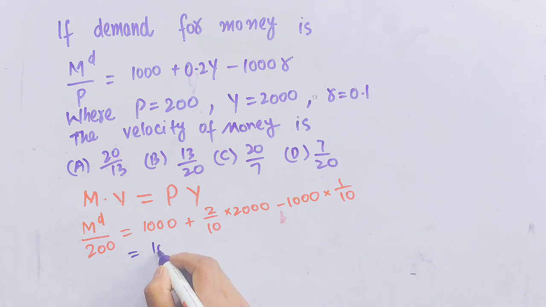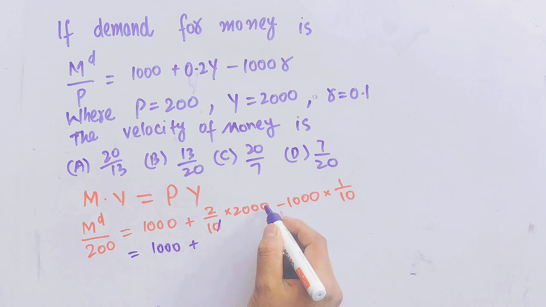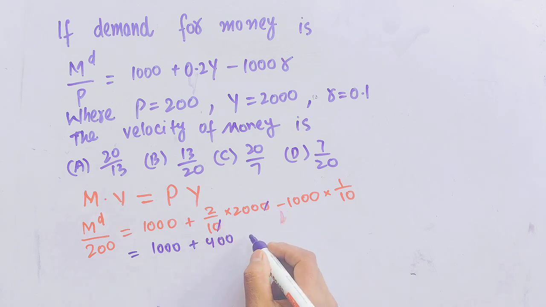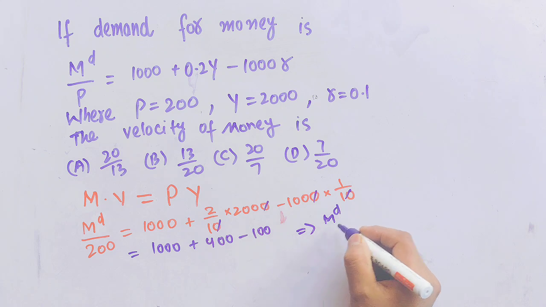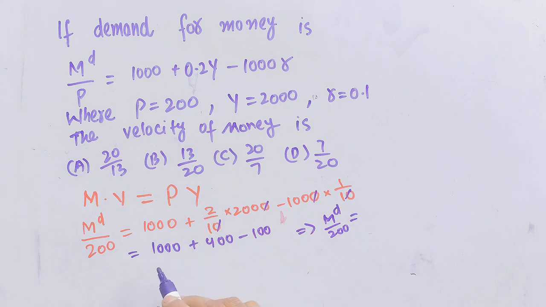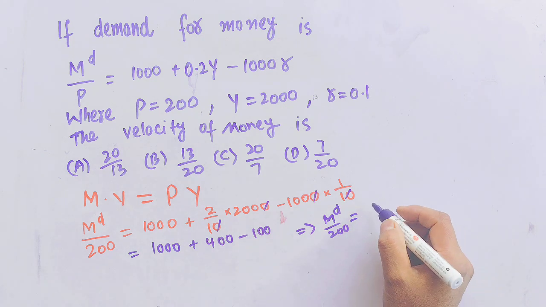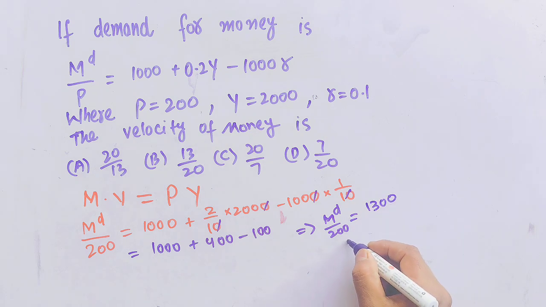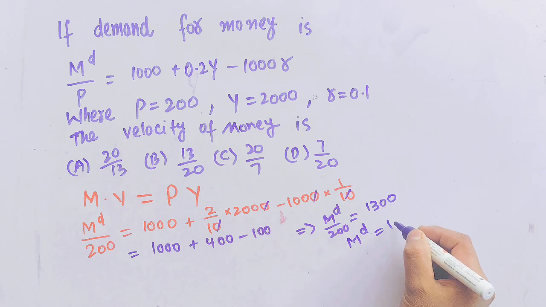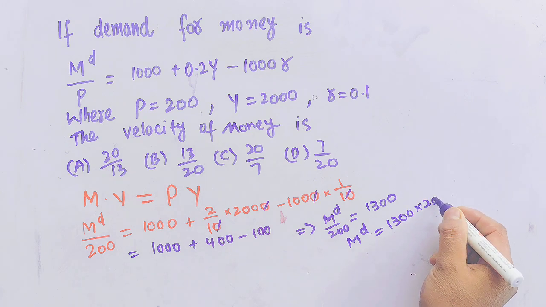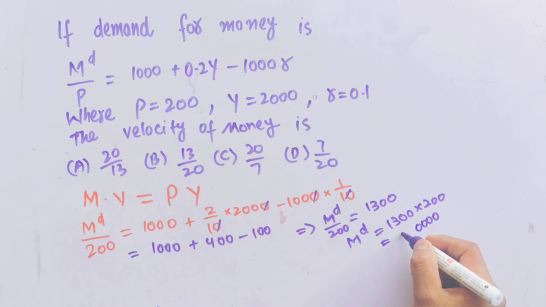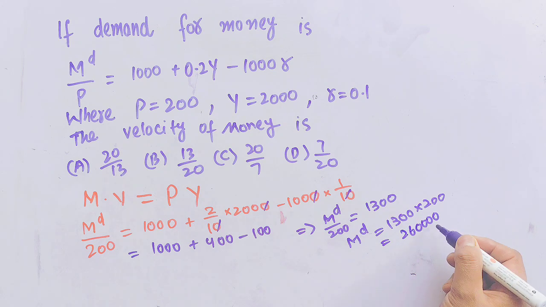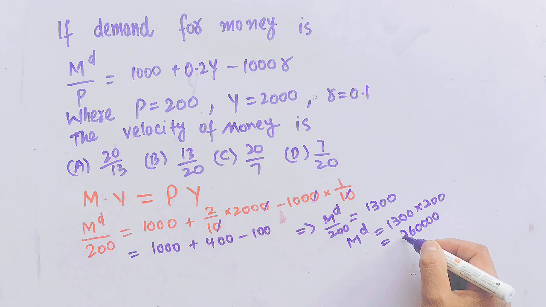So we will get here 1000 plus here we will get 400 minus here we will get 100, which implies MD upon 200 is equal to 1400 minus 100, which is 1300. That means demand for money is equal to 1300 into 200, which comes out to be 260,000.